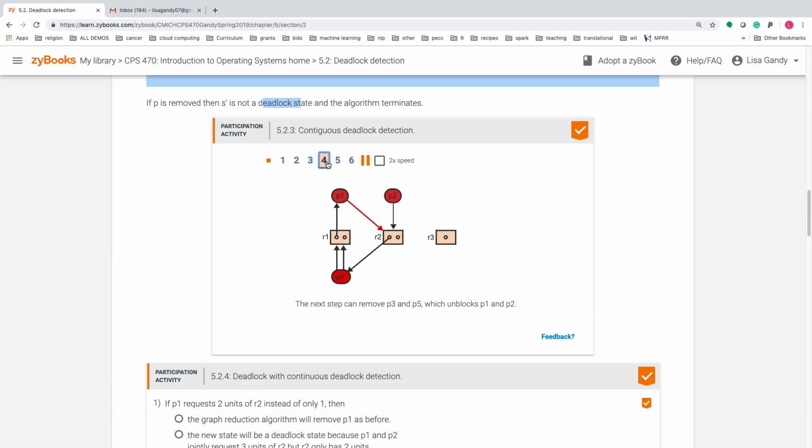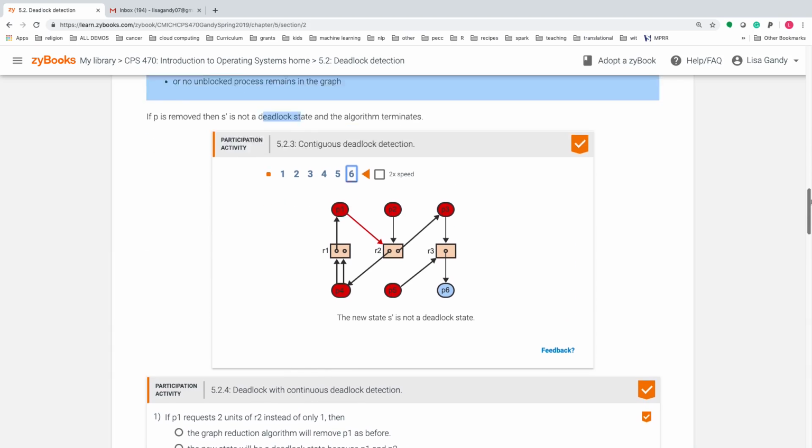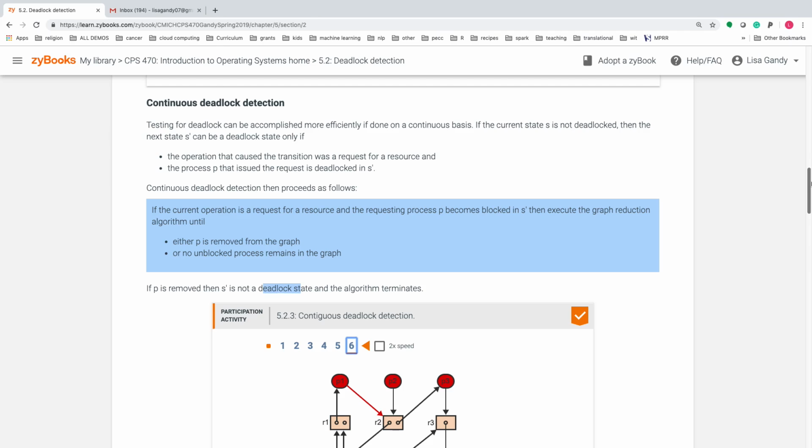The next step can remove P3 and P5, which unblocks these two. So now when this one can be removed, we're good. So you can stop early, basically. And so the new state's not deadlock, and so it goes into the new state. Something they don't explicitly say is that it's only when the requesting process blocks, because if it's not blocked, you could just remove it, and then that's definitely not a deadlock.